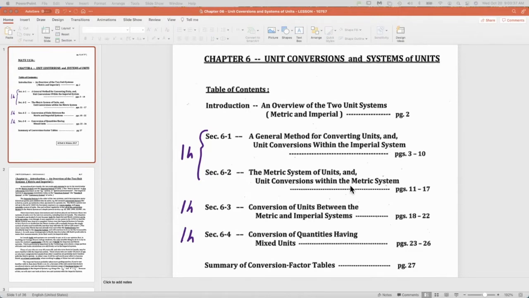In the second section, we might have in the metric system units of kilograms to micrograms or milligrams. And then after that, we're going to try to do conversions between the two systems. So how do you convert, for example, from kilometers to miles? Or how do you convert from square feet to square meters? Finally, in the last section, we'll have more complex conversions, which I will defer to our lesson on Friday.